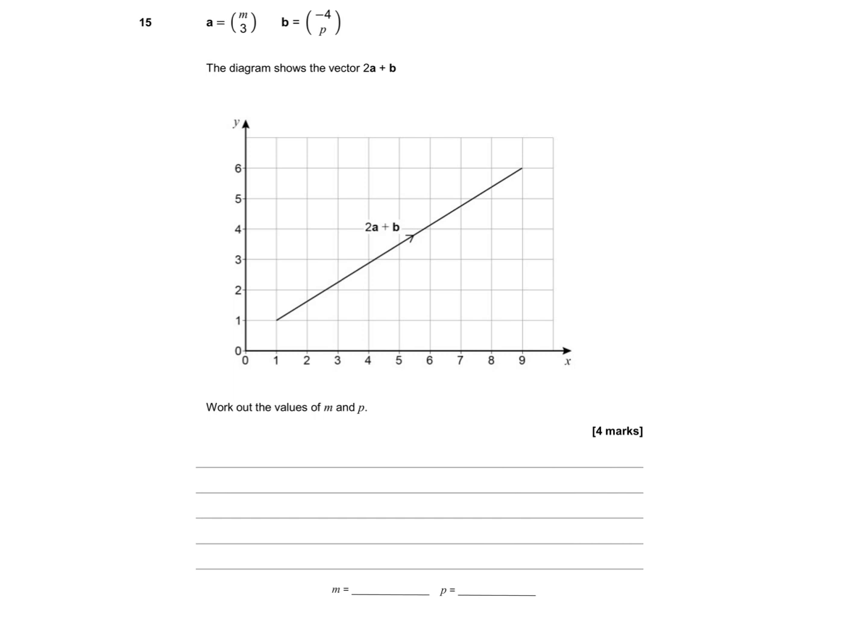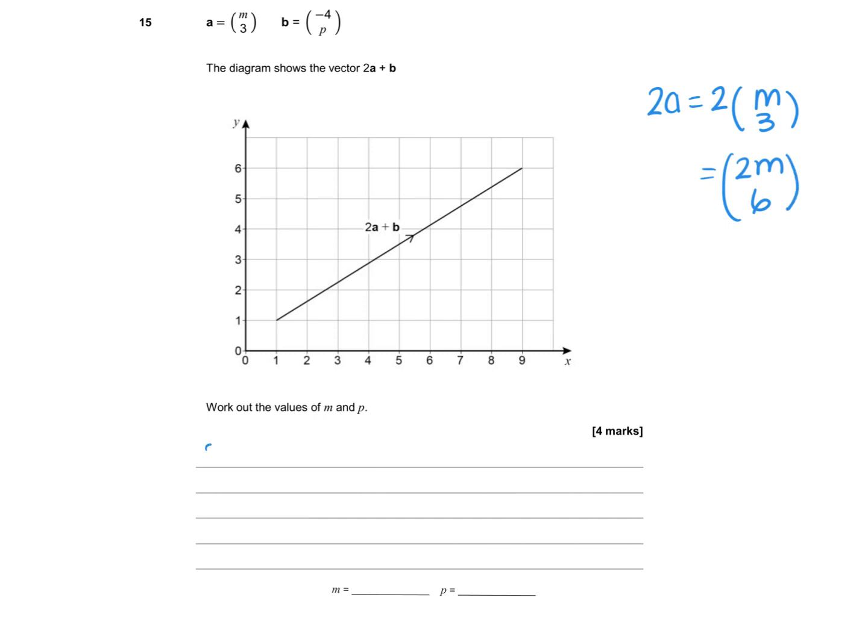So we don't know how much m is, we don't know how much A is going right or left, and we don't know how much p is, we don't know how much B is going up and down. But they tell us this diagram here shows us the vector of 2 lots of A plus B. Well, I'm just thinking out loud here, so 2A is going to be 2 lots of M and 3, which is going to be 2M and 6.